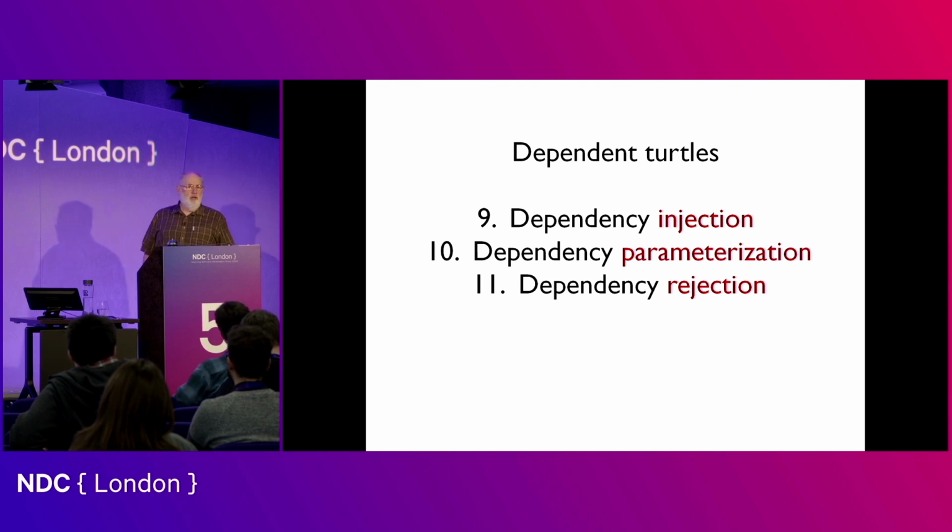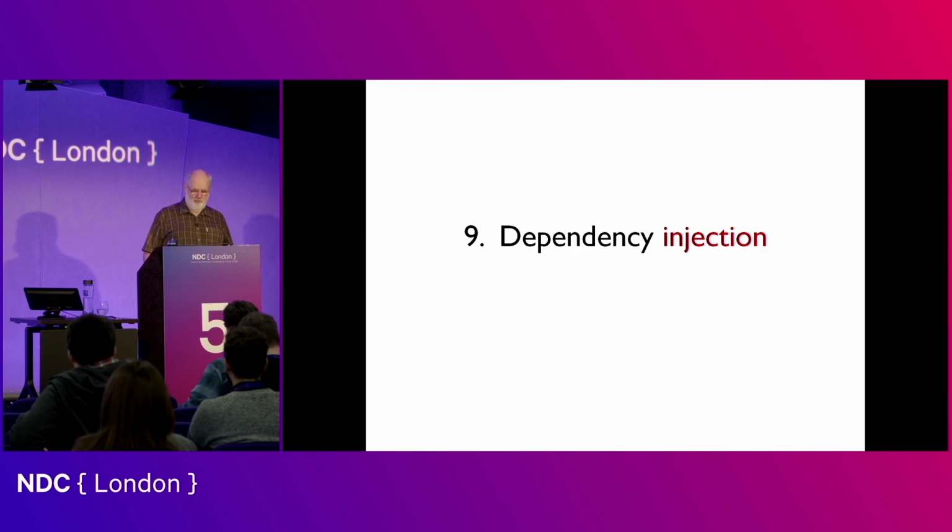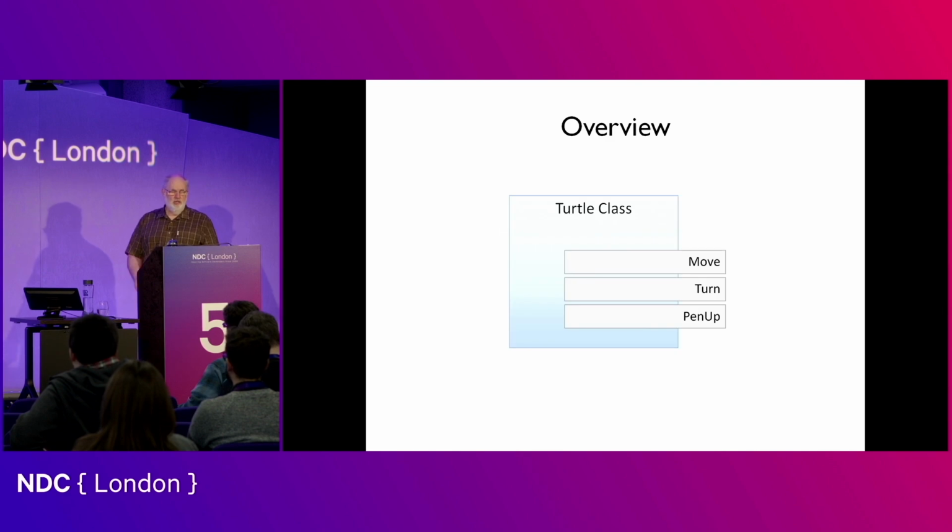Now let's look at some ways to get rid of these dependencies. So we've got dependency injection, dependency parameterization, and dependency rejection. So what are all these things and how are they all different? Right, dependency injection. So we have a turtle class.